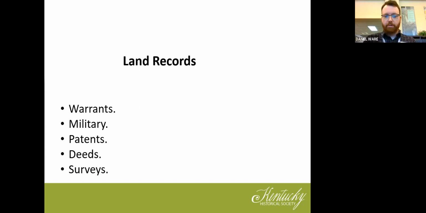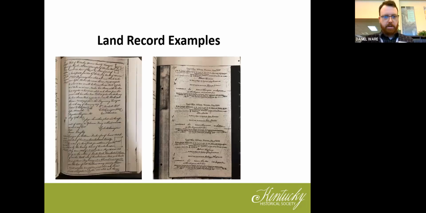Now, on microfilm and in some of our physical books, we do have deeds and things like that. So if you are looking more for deed records, who passed land off to who, you can come here and find that. These are examples from the copies of the warrants and land records that you would want to look at the Kentucky Land Office for. But I just wanted to show an example of what they would look like if you did come here.